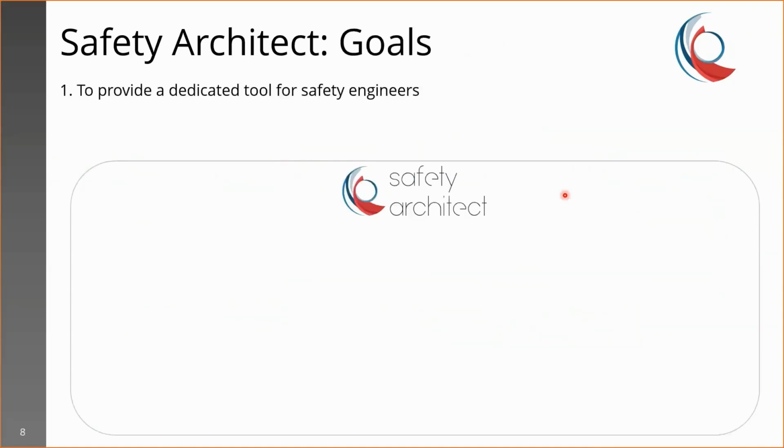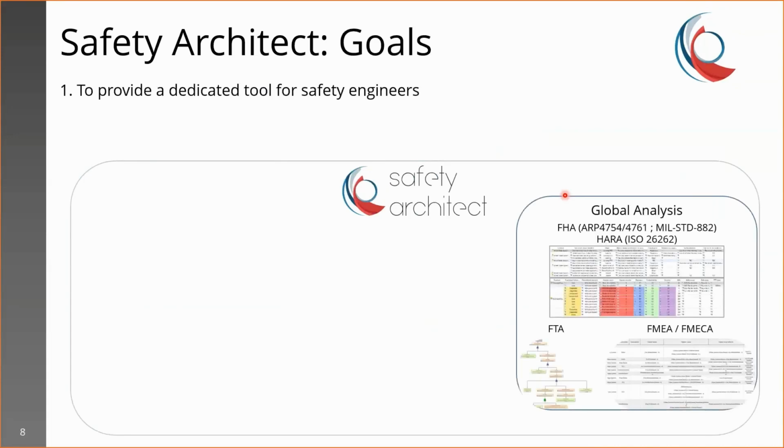So why did we create Safety Architect? What are our main goals? First of all, we want to provide a tool dedicated to safety engineers. This means that our users must be able to create classic safety analyses, for instance the preliminary risk analysis, more especially the ones for specific domains, such as the functional hazard analysis for aeronautics, or the HARA for the automotive domain. Then, with Safety Architect, we can also generate fault trees and FMEA or FMECA tables.